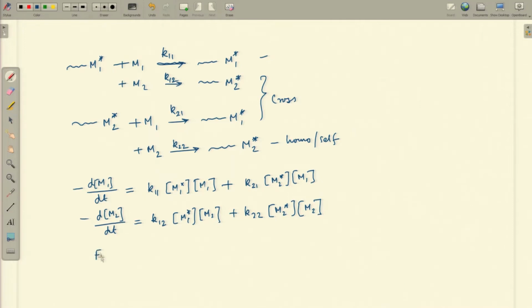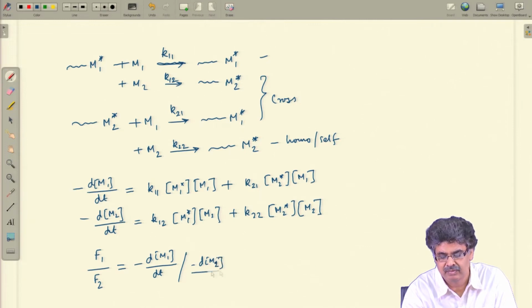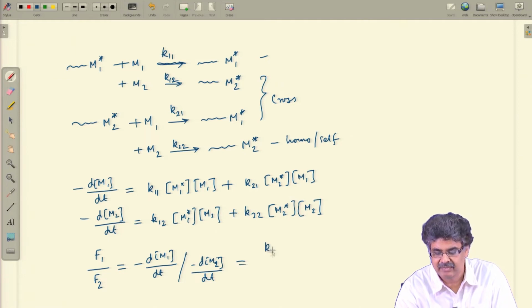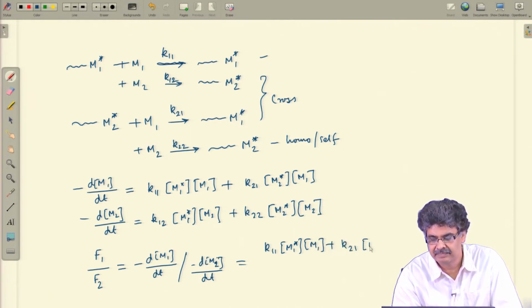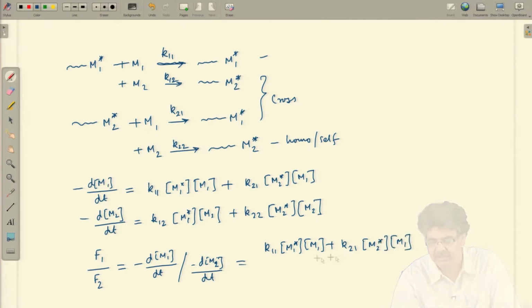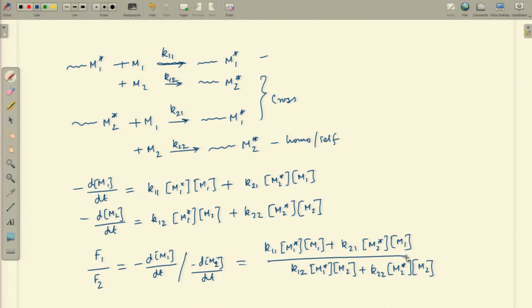So, if I write F1 by F2, which is the mole fraction of monomer 1 in the polymer and the mole fraction of M2 in the polymer, it will be given by the rate of appearance of monomer 1 divided by the rate of appearance of monomer 2, which will be nothing but K11 M1 star M1 plus K21 M2 star M1, divided by K12 M1 star M2 plus K22 M2 star M2.